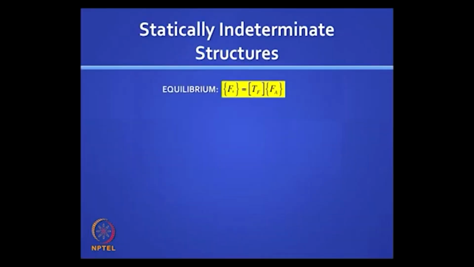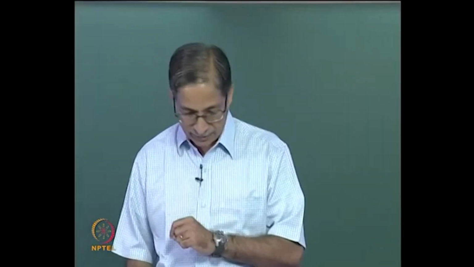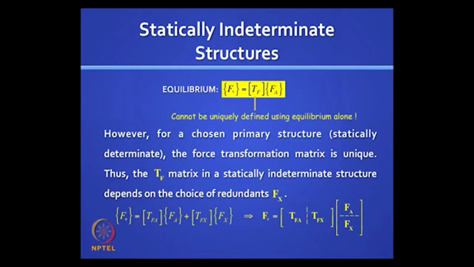Okay, so you have got statically indeterminate structures. Here the problem is TF cannot be uniquely defined. So what do you need to do? Primary structure. For a chosen primary structure TF is unique. So what does it mean? Each student in this class can arrive at a different TF matrix, so it is difficult for the examiner to check the results, so he has to wait for the final results to come out, but whoever does it has to follow the same path.